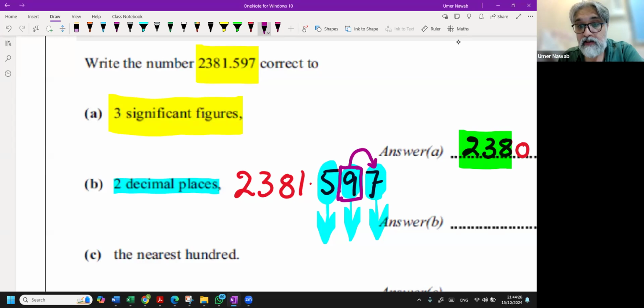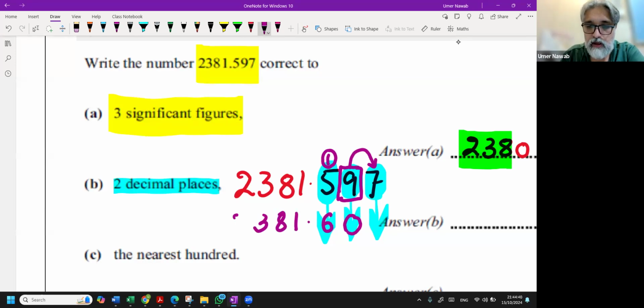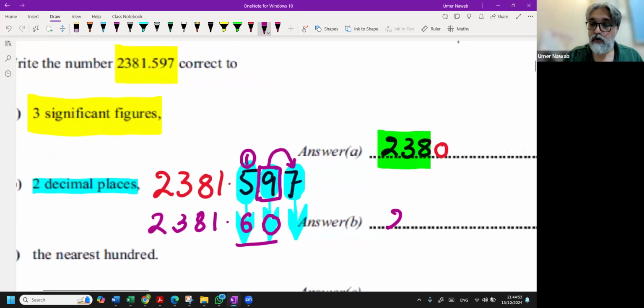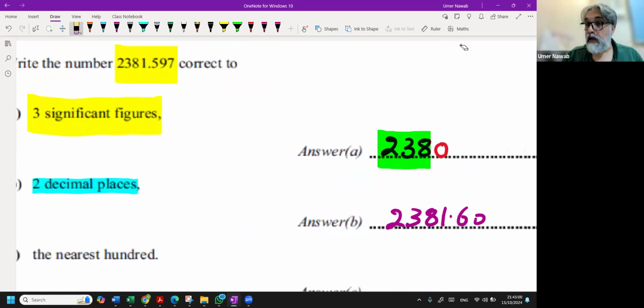Can I write 10 in the place of 9? The answer is no. So 0 will be written here and I will give 1 carry to the previous place value digit, which is 5. So 1 plus 5 gives you 6. Now, did you confirm that this number, 2381.60, is written to 2 decimal places? So please copy here 2381.60. I hope this discussion is well understood by you.